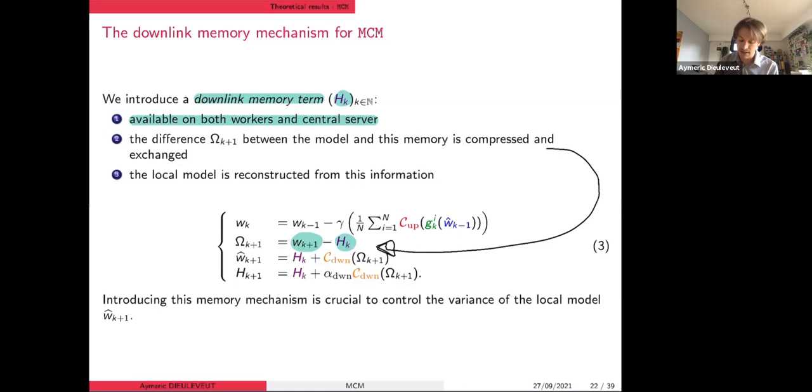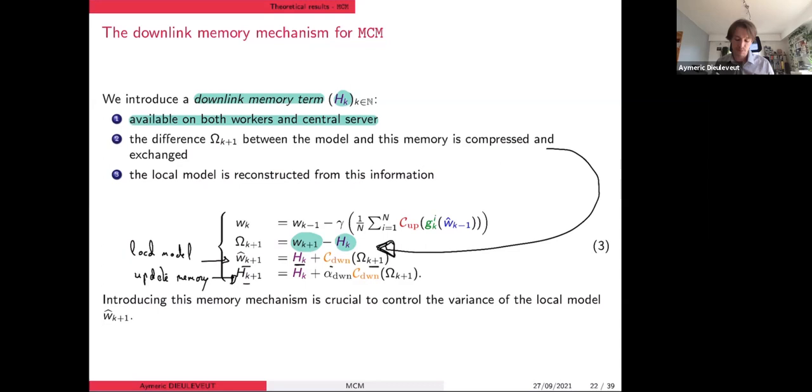And afterwards, I'm going to update, obviously, the local model by adding the compression of the difference to the memory. And I update the memory. So that's the local model here. And finally, the update of the memory. So this is exactly the same thing as the memory in the uplink direction, but for a completely different purpose. Instead of basically reducing the impact of heterogeneity, what we do is try to reduce the variance of the local iterates.